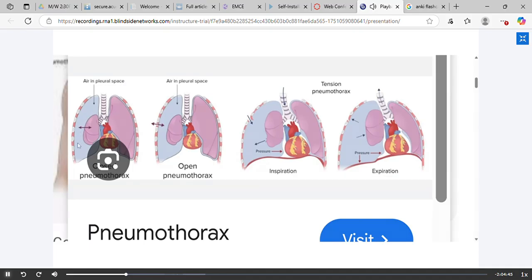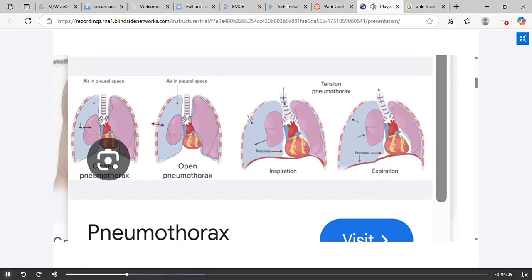And guess what? Signs and symptoms are going to be the exact same thing. Patient's going to be short of breath. They're going to have diminished lung sounds on the affected side. And they're going to have some kind of mechanism of injury that had enough force to do something like this, right? So make sure you get a really good history of your patient.